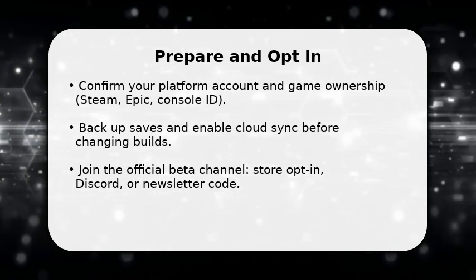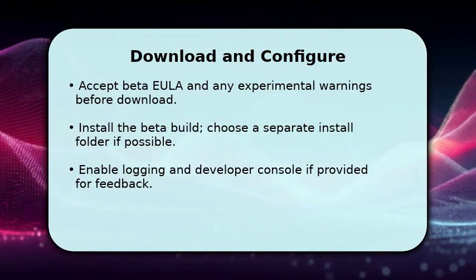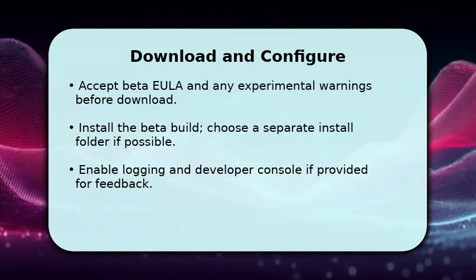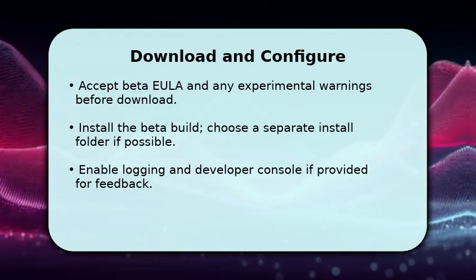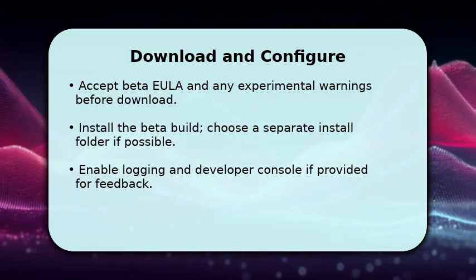You'll now download and configure the beta build. First, accept any experimental EULA and warnings so the store lets the installation proceed. Then install the beta, use a separate folder or create a duplicate profile to keep stable saves untouched.